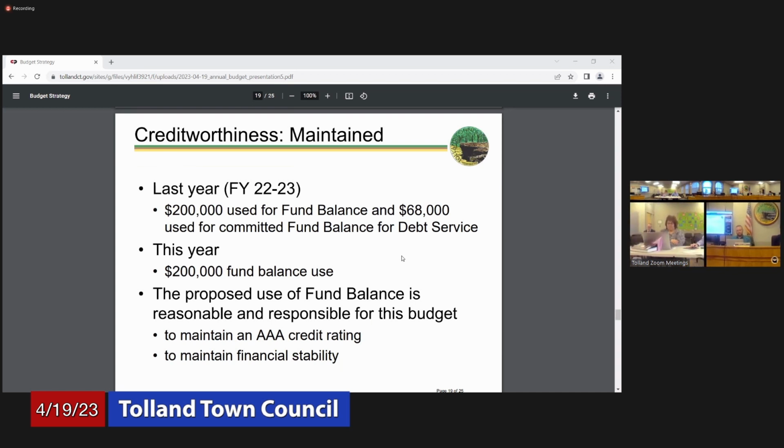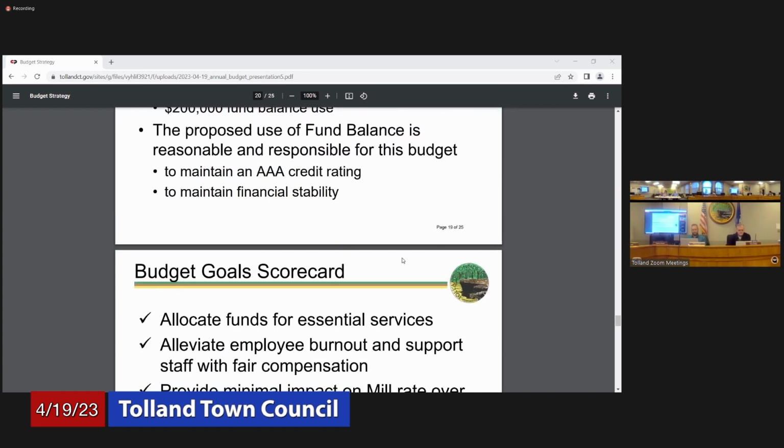Creditworthiness is being maintained. There's a 250,000 use of fund balance, which has been historical and at level pre-pandemic, and 68,000 from fund balance for debt service. So we are maintaining that AAA credit rating and financial stability. And thank you to Lisa for all those efforts and judicious use of the various fiscal policies.